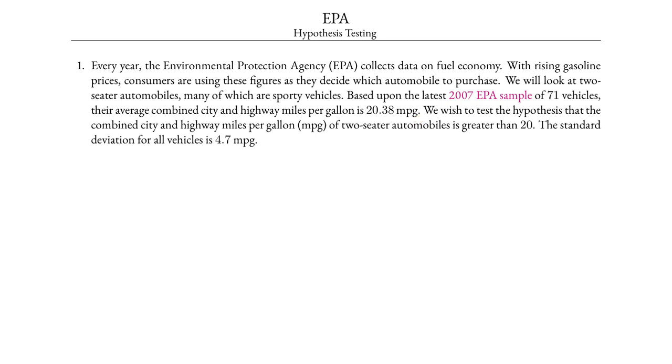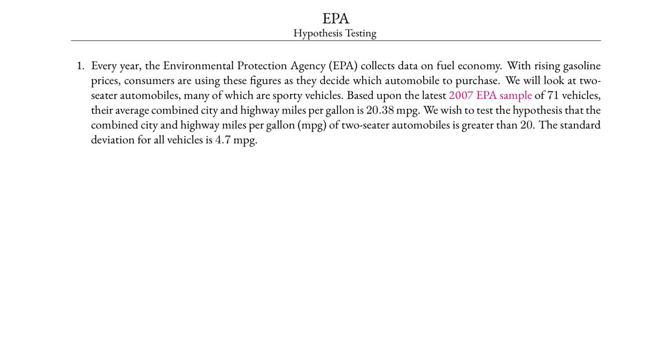20.38 miles per gallon. We wish to test the hypothesis that the combined city and highway miles per gallon (MPG) of two-seater automobiles is greater than 20. The standard deviation of all vehicles is 4.7 miles per gallon.